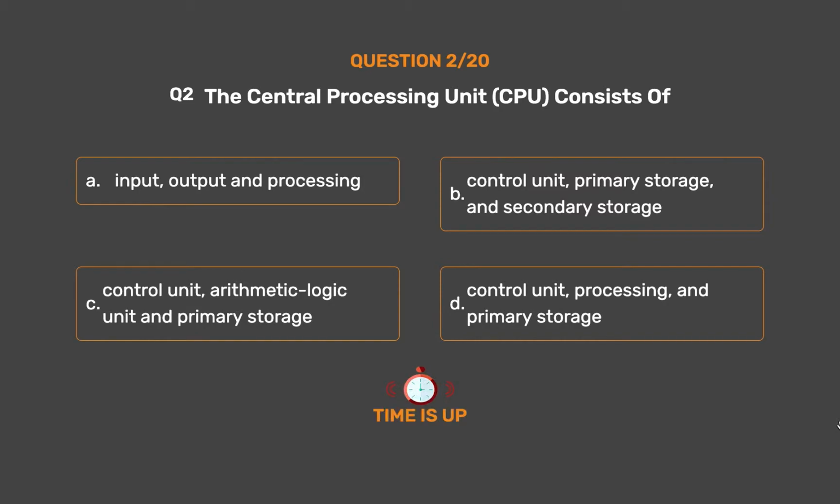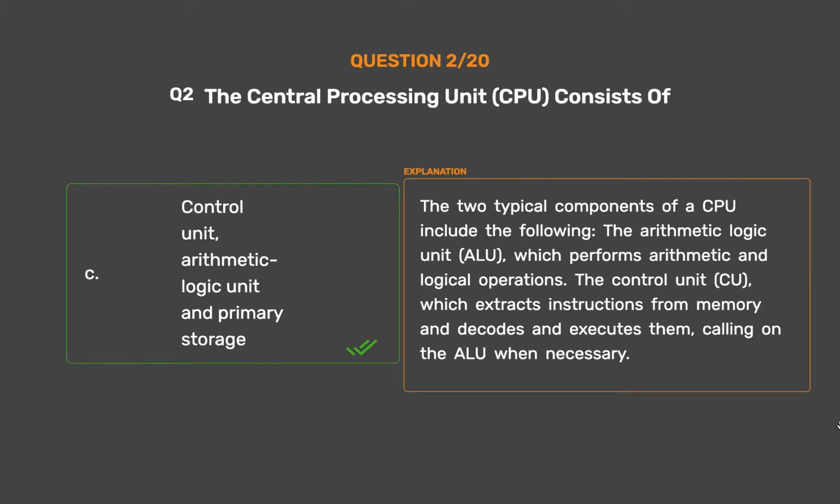The correct answer is Option C. Control unit, arithmetic logic unit and primary storage. The two typical components of a CPU include the following: the arithmetic logic unit, ALU, which performs arithmetic and logical operations; the control unit, CU, which extracts instructions from memory and decodes and executes them, calling on the ALU when necessary.